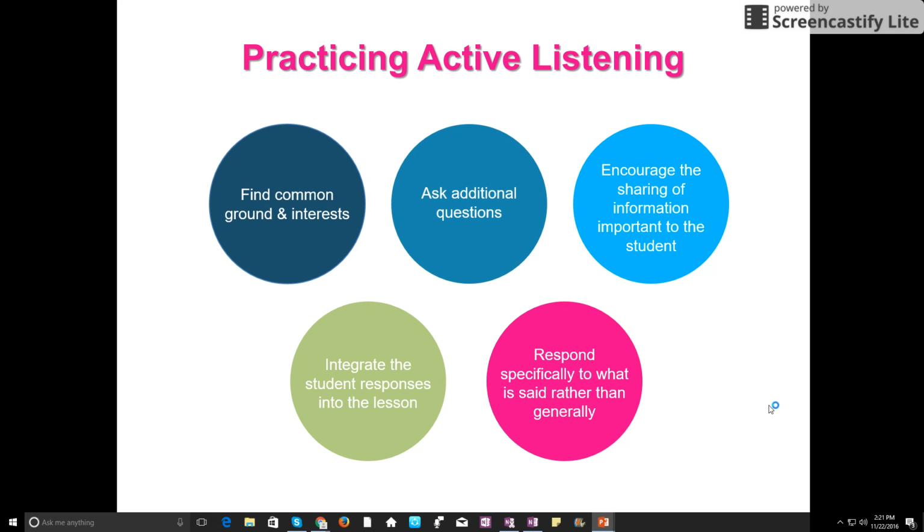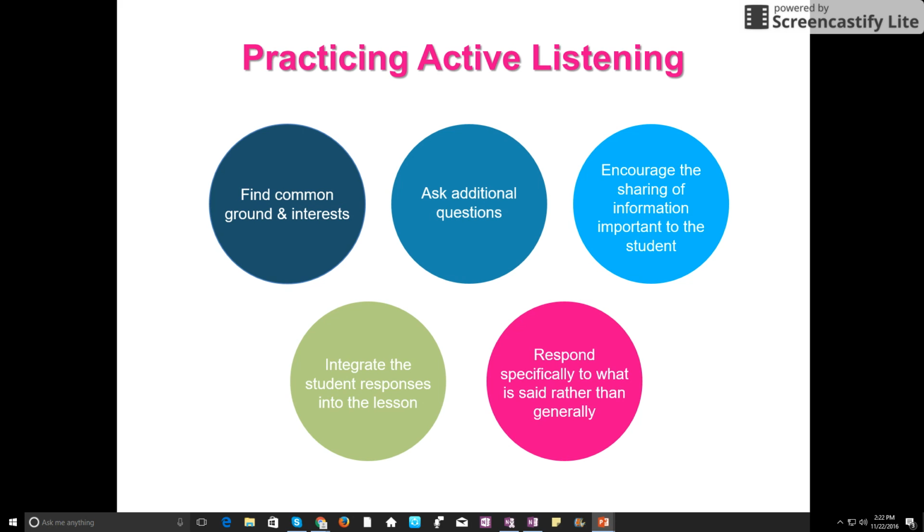And of course, we want to respond specifically to what is said rather than generally. So practicing active listening, we can be polite, but still not practice active listening. For instance, after a student introduces themselves or gives a comment, we could say, thank you for sharing, or thank you very much. That's being polite, but it's not necessarily the active listening our students will respond best to.